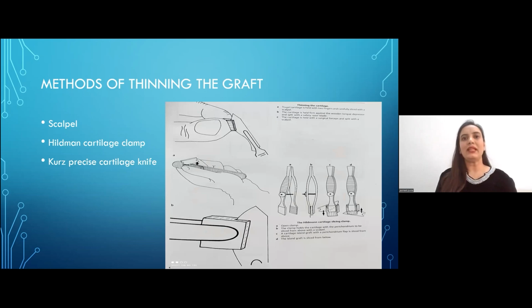Now, there are various methods of thinning the graft to improve the audiological outcome. You can use a scalpel. You can simply hold the piece of harvested cartilage between your thumb and index finger, and you can elevate the perichondrium on one side with the help of a scalpel. A cartilage clamp, a cartilage knife, or even a cartilage slicer is also being used.